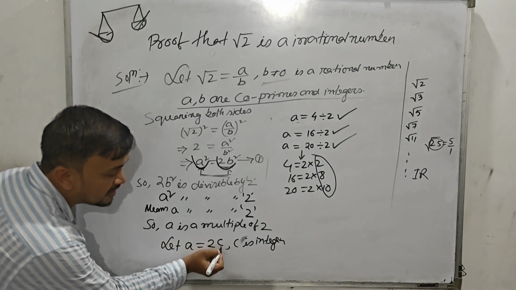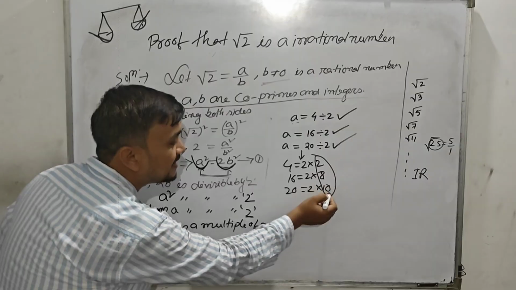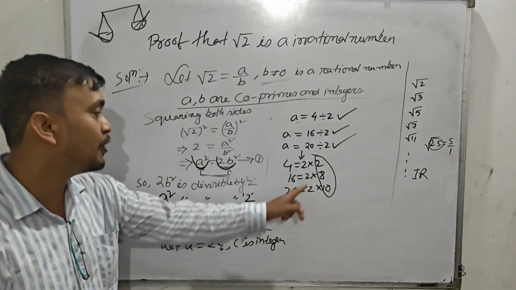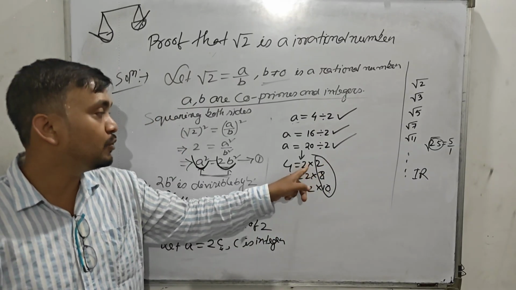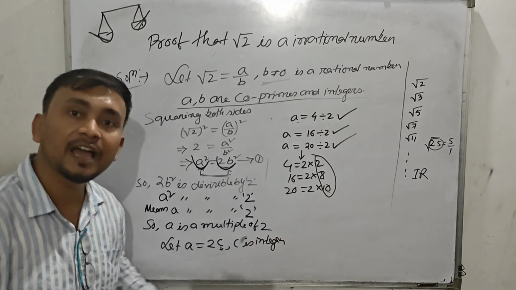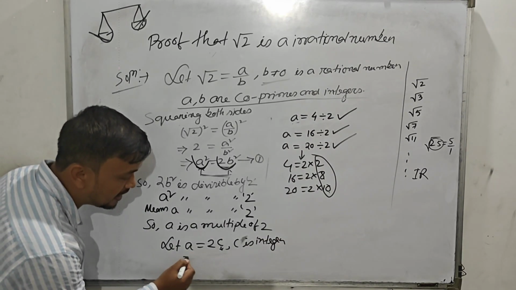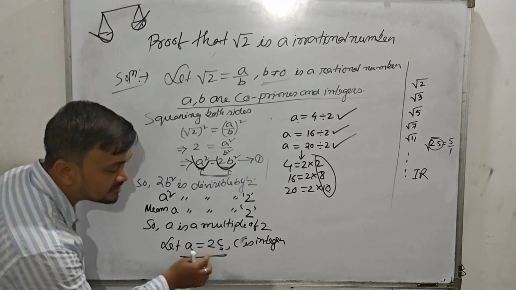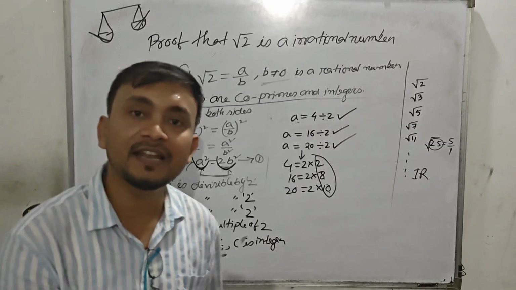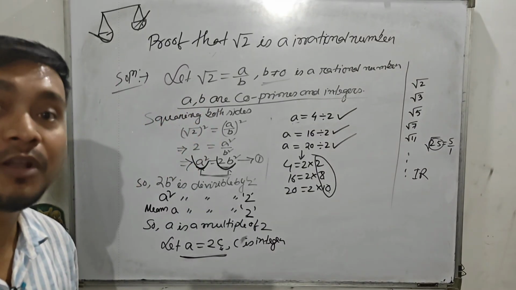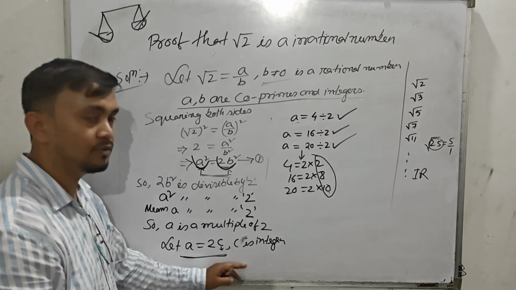In place of c you can put 2, 8, 10, 5, 6, anything. But there will always be 2 multiplied with this integer. And that is why, to represent all together, I have written a equal to twice c, which is representing a multiple of 2. Fine?